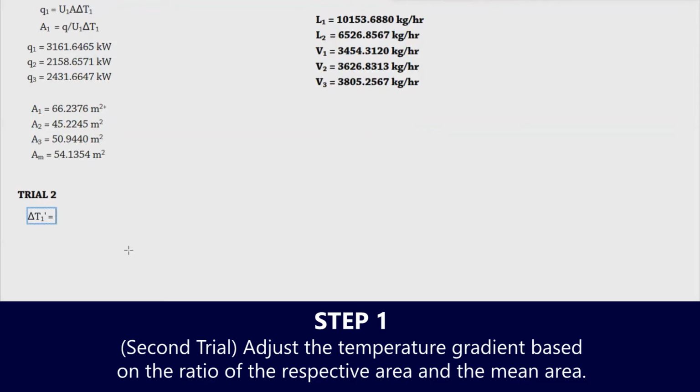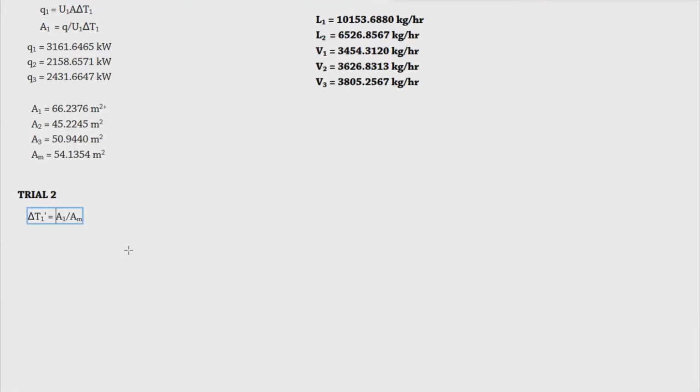So, delta T1 is just you take the area 1, so that's area 1, and then divide that to your mean area para ma-adjust niya. And then, syempre, i-multiply mo to ngayon dun sa original mo na delta T, which is yung delta T1. So, ganun lang siya kasimple para ma-adjust. Okay? So, in this case, gawin ko siya muna dito. So, that will be equal to A sub 1, that's 66.2376, and then the mean area is 54.1354, and then we multiply this with the original.